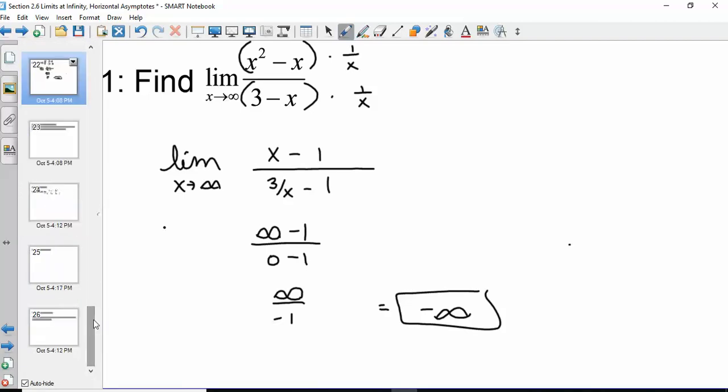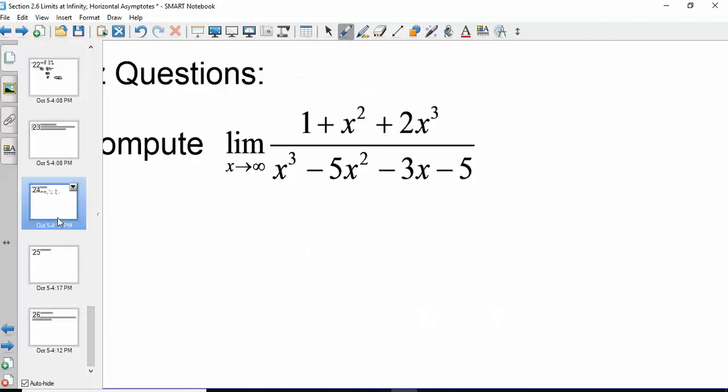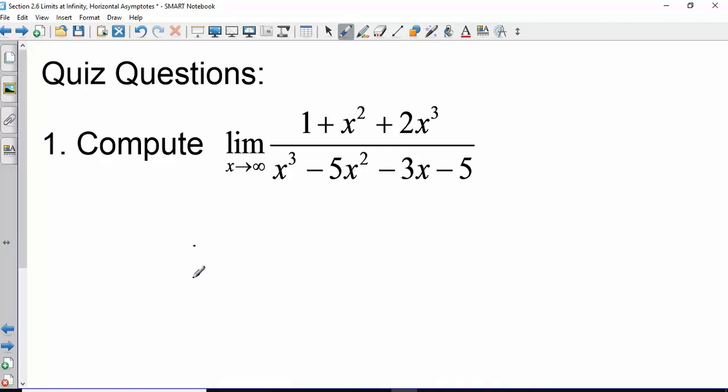Let's see. I'm going to skip the next example. I'm going to do this 1 and 2 that I have on here, and then we're going to stop for today. So, this one, what could our strategy be?